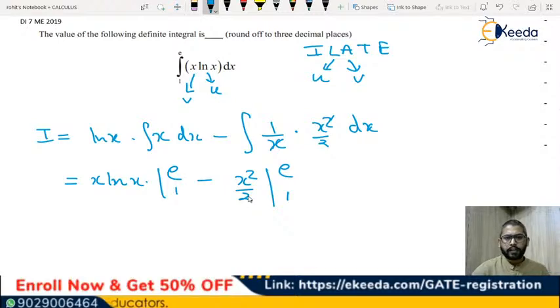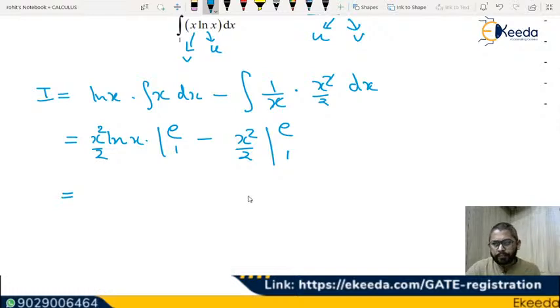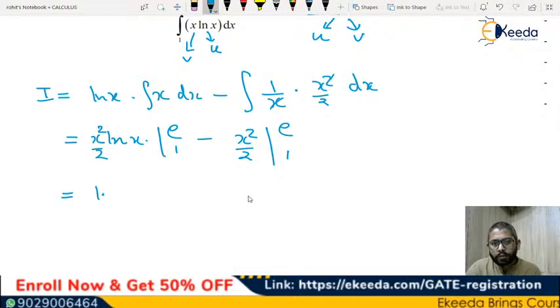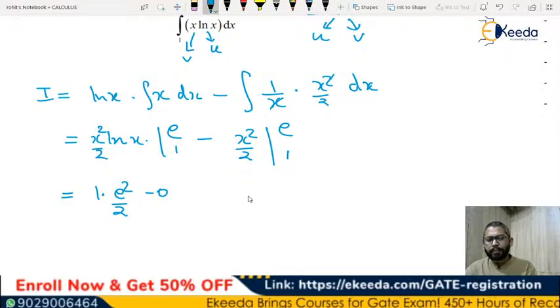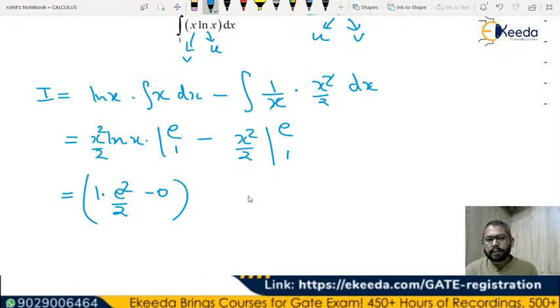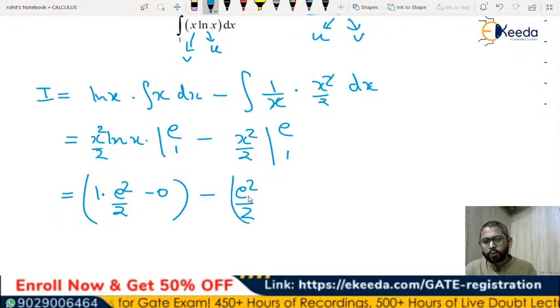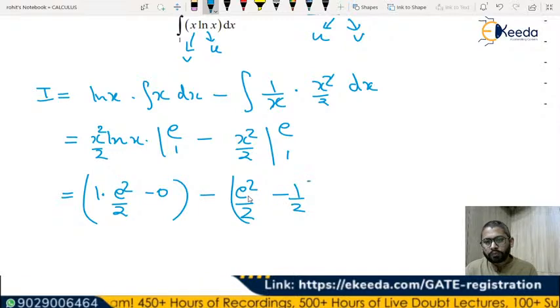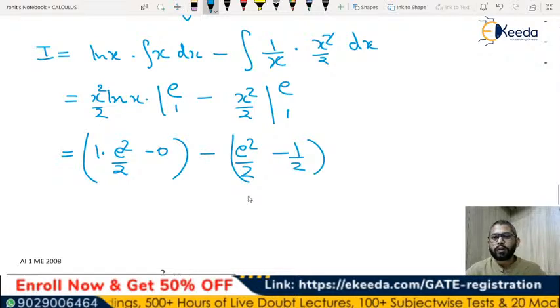This integration is x square by 2 because it is x, right? So putting the values, what we'll get? ln e is 1, so 1 into e square by 2, and ln 1 is 0, so minus 0. Of course 1 by 2 will be there, but multiplied with 0. Other than that, minus of x square, so e square by 2 and minus 1 by 2, this much. This will be 1 by 2 and 1 by 2 again.